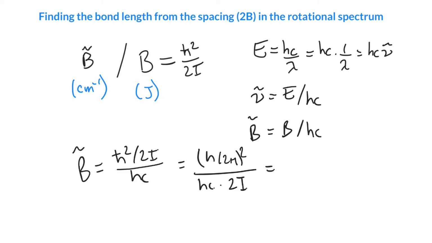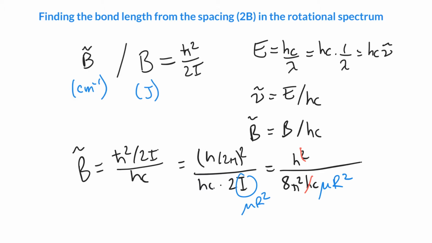So let's go ahead and expand that out. So that is h squared, all divided by 8 pi squared hc, and then I, if you remember, is just mu r squared. So we can go ahead and write mu r squared in there. So there's mu r squared, and we've got some cancellation going on here, right? We've got an h squared on the top and h on the bottom, so we can clean that up. And that gives us a great expression.